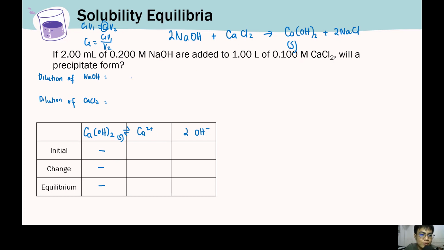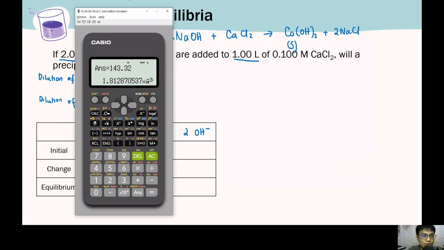So for the dilution of sodium hydroxide, its initial concentration is 0.2 molar times the V1, which is 2 ml, and then the volume, which is the final volume pala. Now the final volume is the sum of this volume and that volume. Basically, it's 1.002 liters. So, ano yung dilution niya? Tignan natin. Yung mga diluted concentration niya.